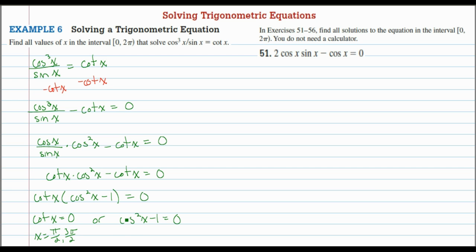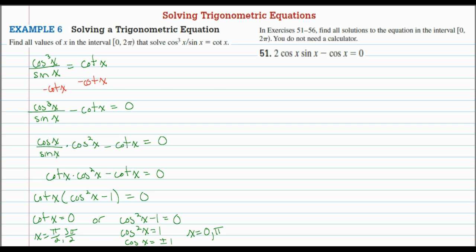Now this one over here, cosine squared of x has to equal 1, so cosine of x can equal positive or negative 1, taking the square root of both sides. Cosine of x is going to be positive 1 at 0 and negative 1 at pi. So we actually have four answers. X can be 0, pi over 2, pi, and 3 pi over 2 to make this equation true.